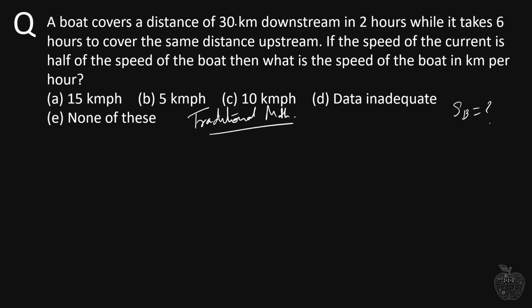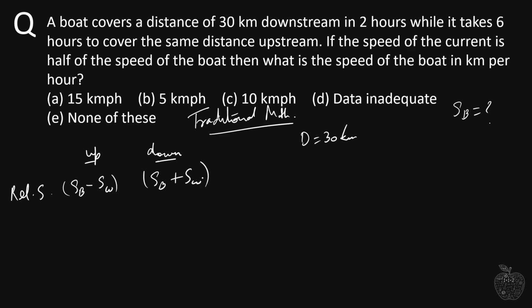Now a boat covers a distance of 30 kilometers. So distance is given to us, which is 30 kilometers. Now let's first find out the relative speeds here, when the boat is going upstream and when the boat is going downstream. When the boat is going upstream, there is the speed of boat, and the boat is going against the flow of water, so we subtract the speed of water here. And when the boat is going downstream, the boat is going with the flow of water, so we add the speed of water here. So we have got our relative speeds.